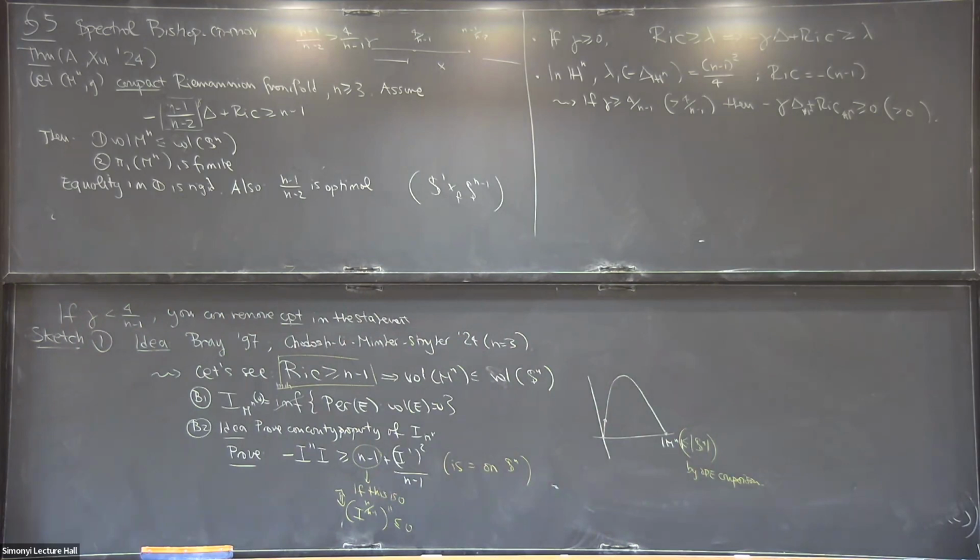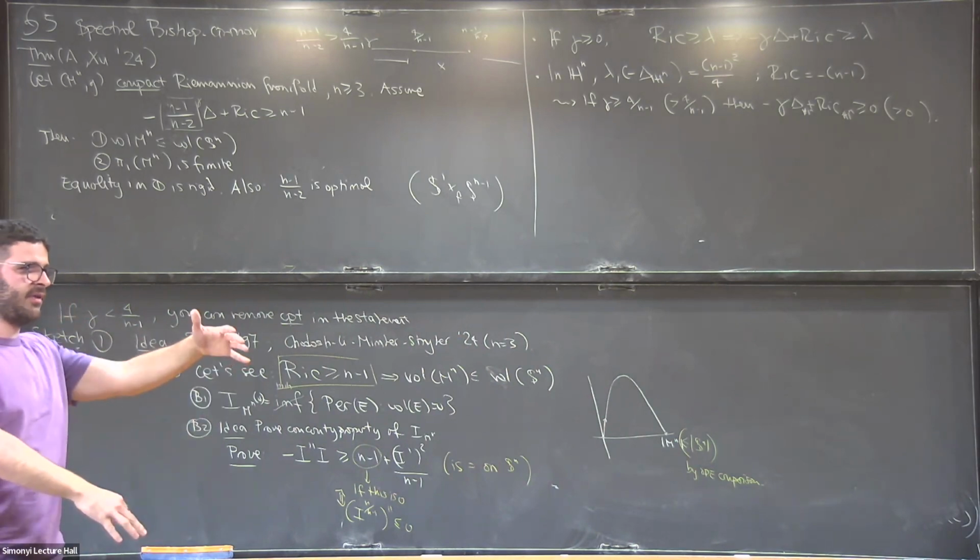Exactly. Can you repeat what u is? Sorry. u is the first eigenfunction of the Schrödinger operator on the compact manifold, rescaled in such a way that the minimum is equal to 1. You always have a positive eigenfunction.